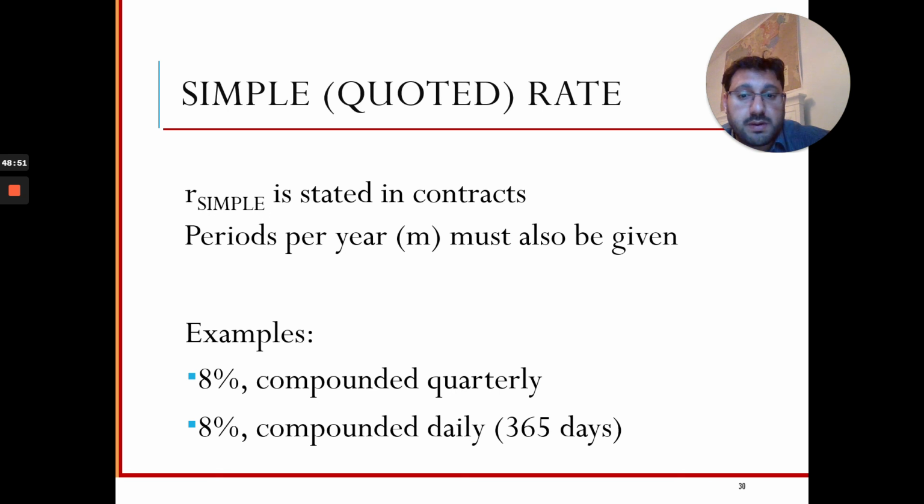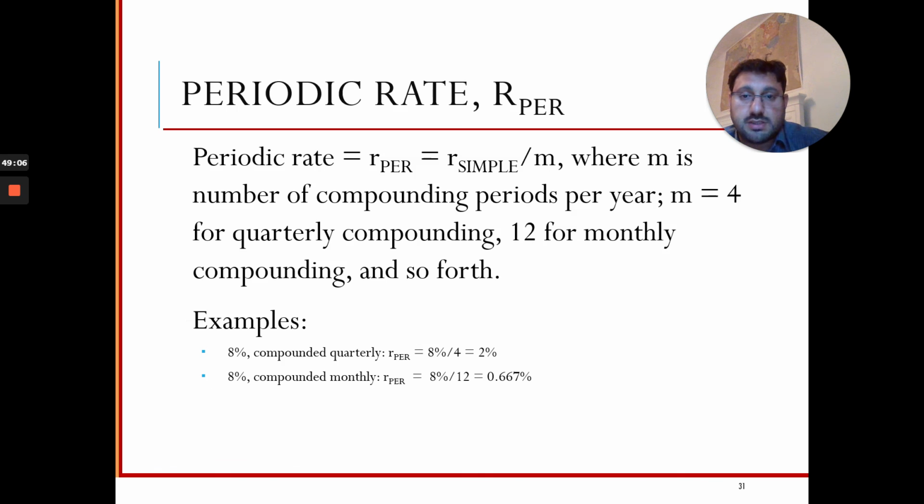And likewise for the 8%, if the compounding is done on a daily basis, where the interest is being paid daily, then the per period interest is 8% divided by 365, and we will use the per period interest to do our calculations. Yes, over here you can see the simple interest rate is 8%. Dividing it by the frequency of compounding, or how many times the interest will be paid in a year, we got 2% for quarterly. For monthly compounding we got 0.667%.